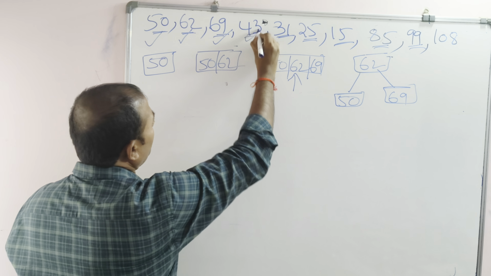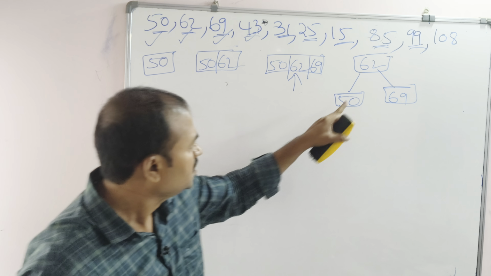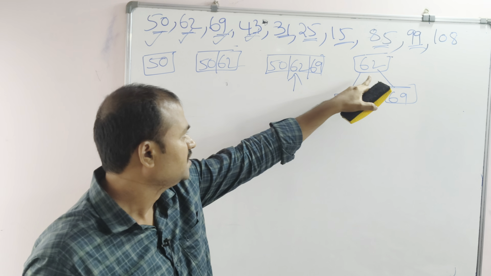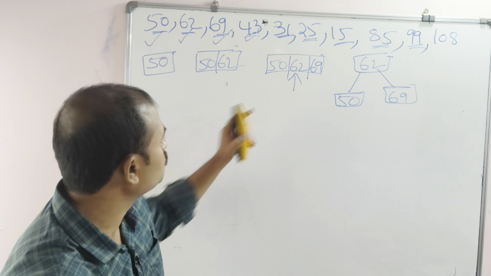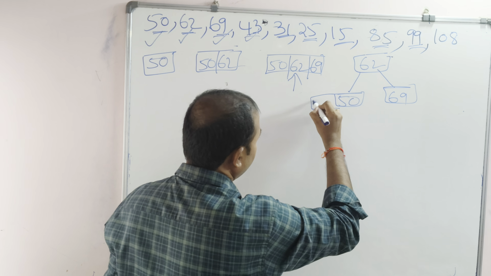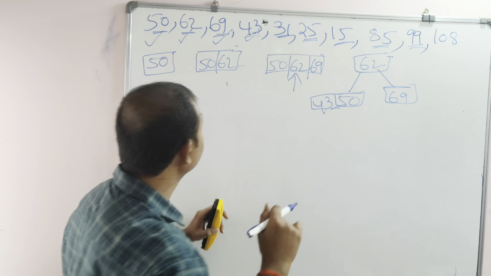So next element is 43. We always perform the insertion operation at the leaf node. So 43 is less than 62, so it goes to the left child, the left leaf. Here I am doing the insertion.